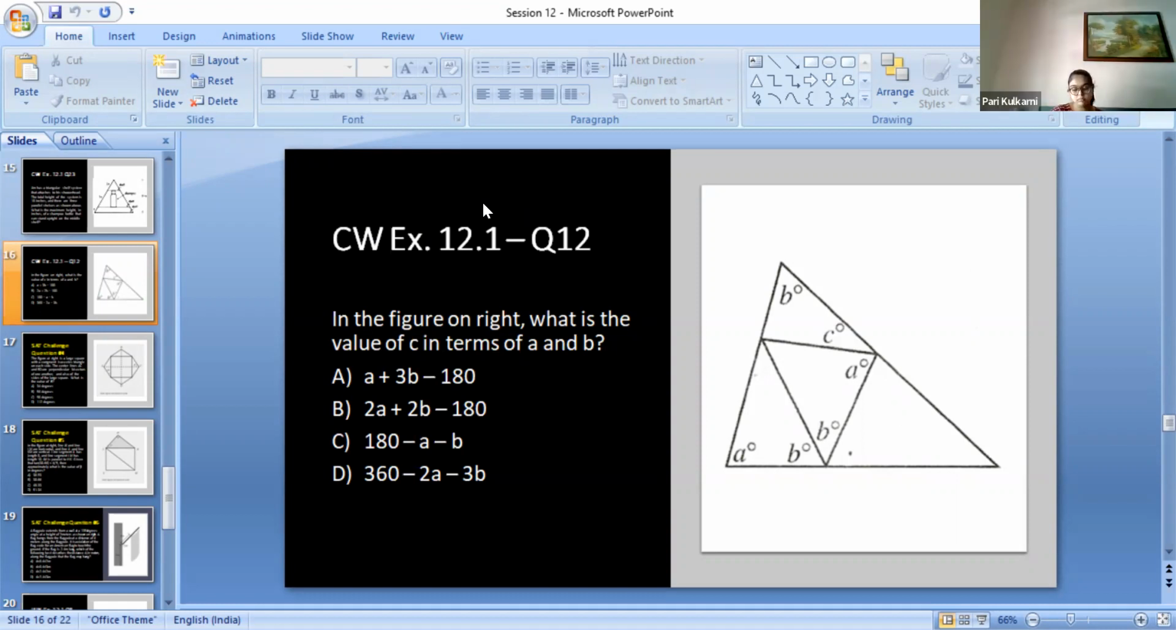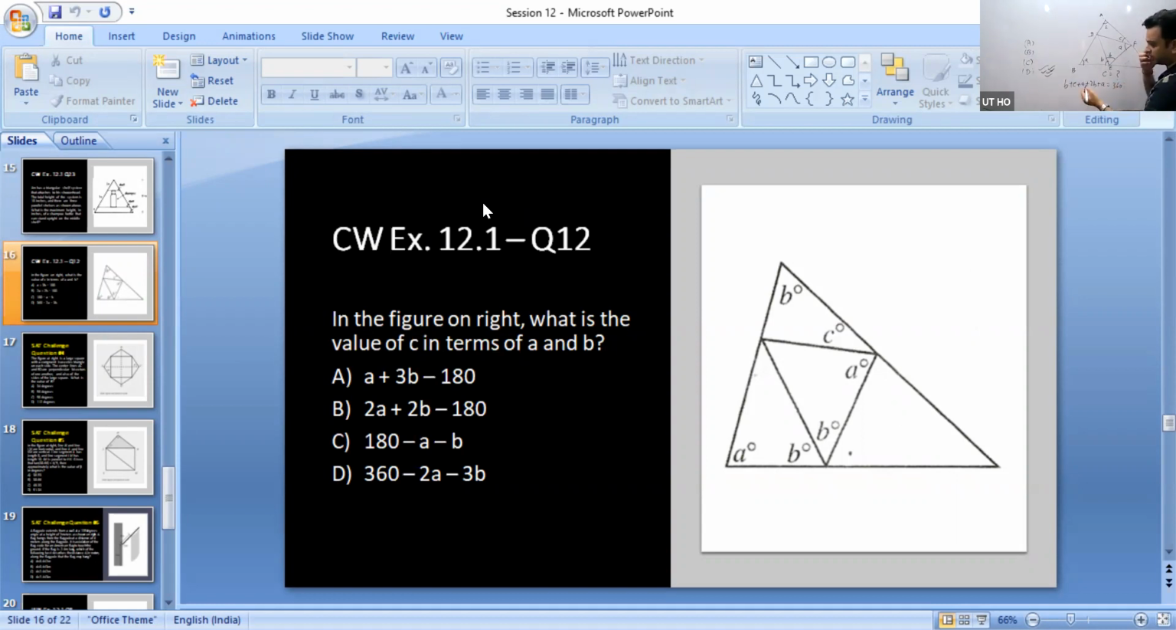Yeah, sure. Is anyone else trying? How will you do it? If I take trapezium AFE, quadrilateral you can say, it will be B plus C plus A plus 2B plus A, and this will be equal to 360. Now B plus C plus A plus 2B plus A should be equal to 360.